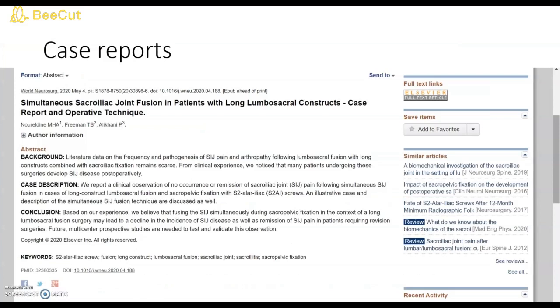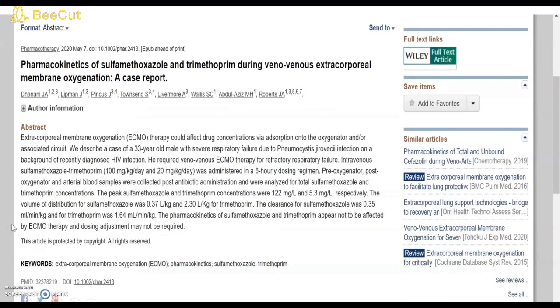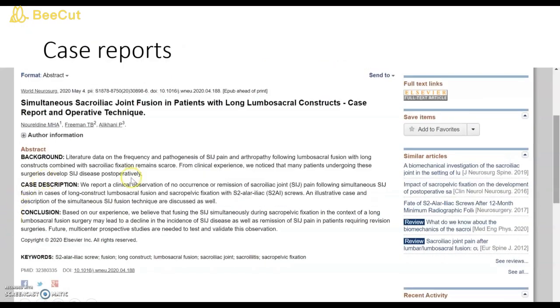Next type of research paper is quite similar to case studies, nothing but they are called case reports. They are quite similar to each other. There is no such discrimination between the case study and case report. Okay, and it is sometimes written directly as case report and operative technique, like in this particular paper which got published in World Neurosurgery in the year 2020.